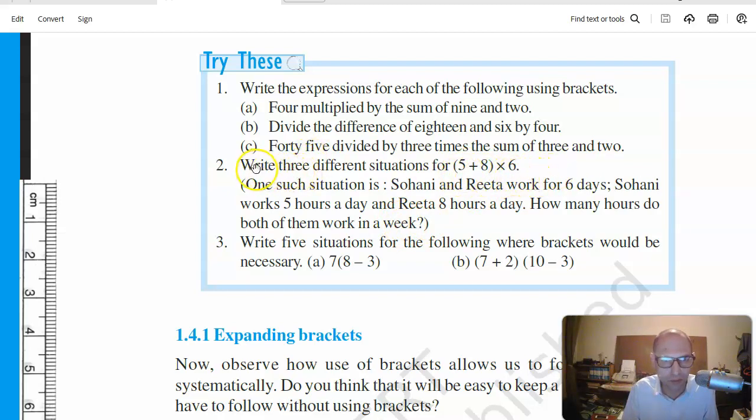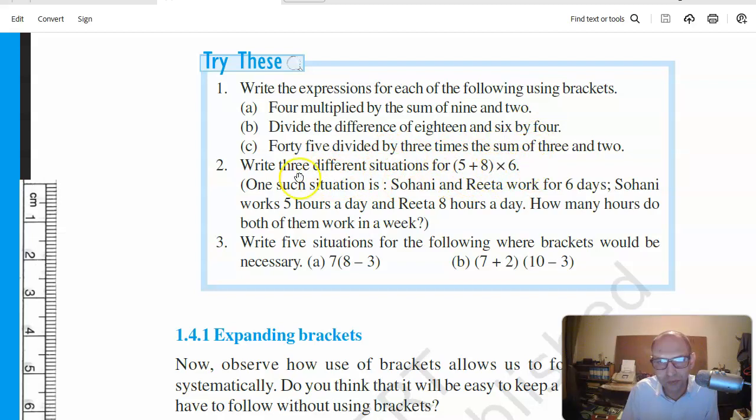The question is: three different situations for this expression, 5 plus 8 in parentheses times 6, right? Of course, these are only numbers and a mathematical expression. You can make sense of that in any hypothetical way, in any sort of situation. You can just simply make up a situation, unless you know a context. For now, since we don't have a context, we can make sense of it in any way that we want. It would just be imagination.